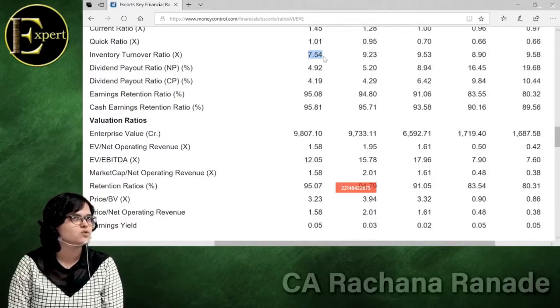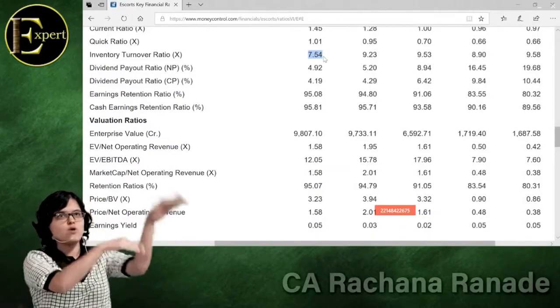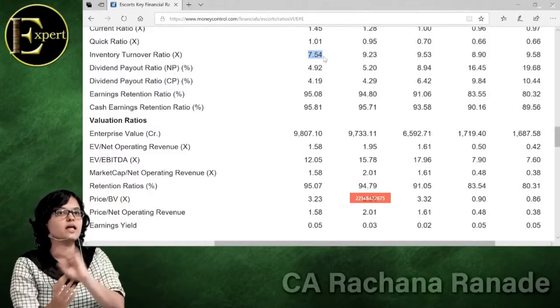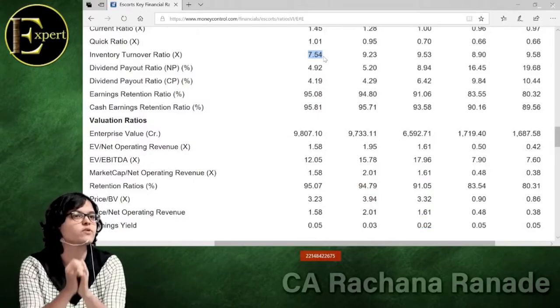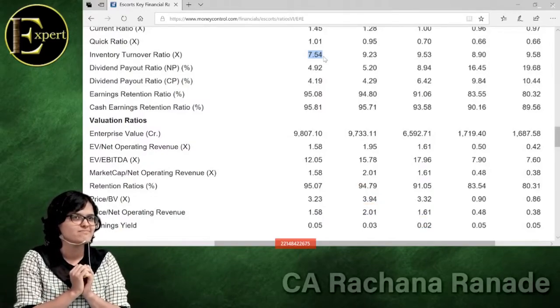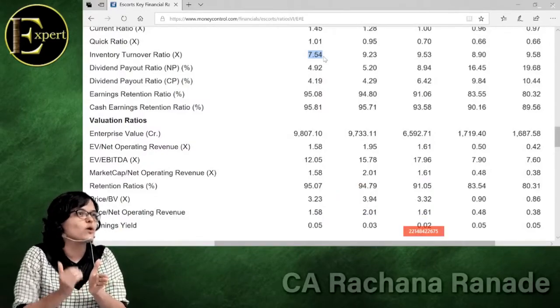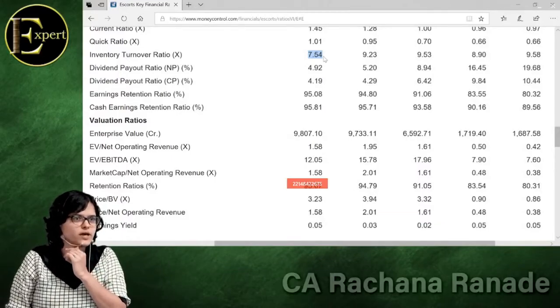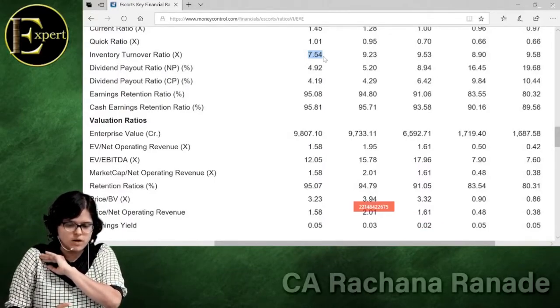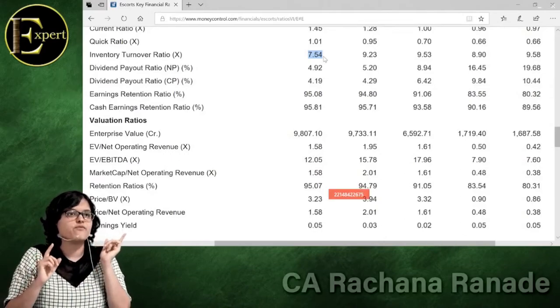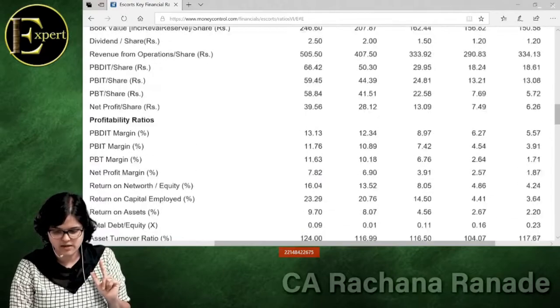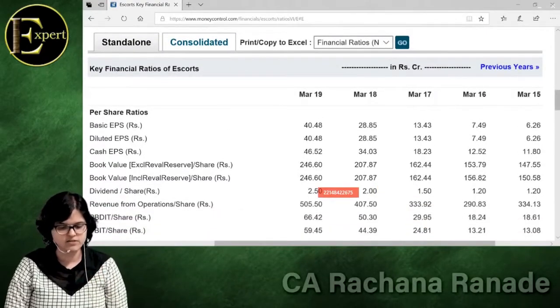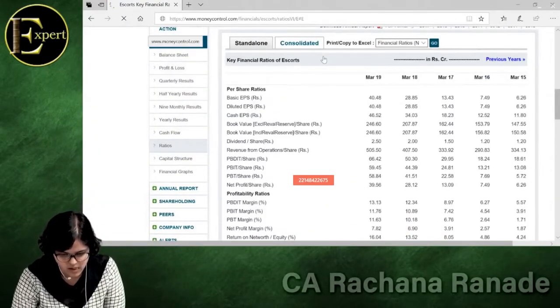Okay, so were they able to roll out their inventory a little bit fewer times? So can I say it was a little bit slow movement of inventory this year? The inventory movement has become slow. Okay, this is not a big problem if their sales numbers are not bad. So what will we immediately check? Their sales numbers, 19 versus 18. Shall I immediately check it for you?